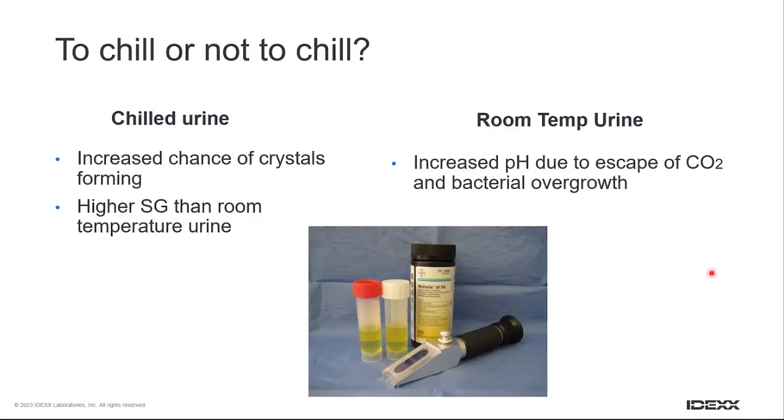So all forms of the urinalysis should be performed on room temperature urine. But in room temperature urine, if it's left at room temperature for too long before analysis, we know that can also result in changes. So we can get an increase in pH of the urine due to the escape of carbon dioxide from the sample, and also potentially due to bacterial overgrowth. So I'm not saying leave the urine sample at room temperature all the time. I'm just saying that if you're going to perform the analysis, bring that sample back to room temperature before you do it, if you can't do the analysis straight away after that sample is collected.